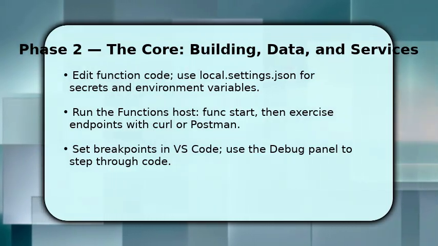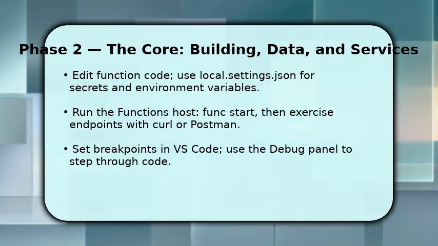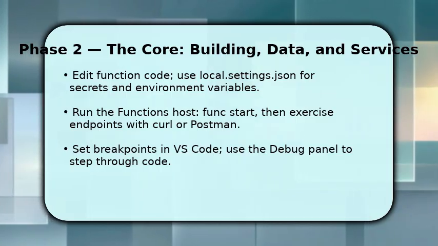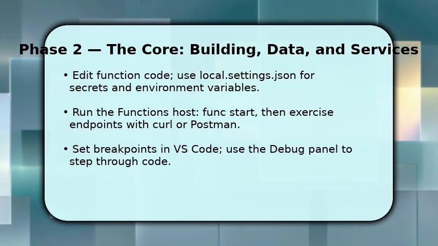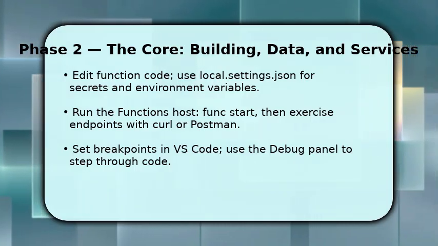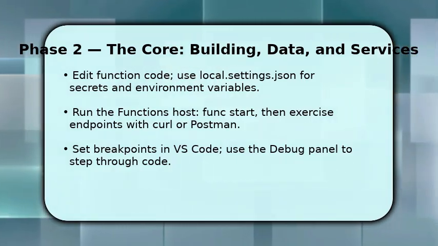Once ready, start the Functions host with func start and exercise endpoints via curl, HTTP, or Postman. This verifies runtime behavior. For interactive inspection, set breakpoints in VS Code and launch the debugger. This lets you step through code, inspect variables, and fix logic before deploying.